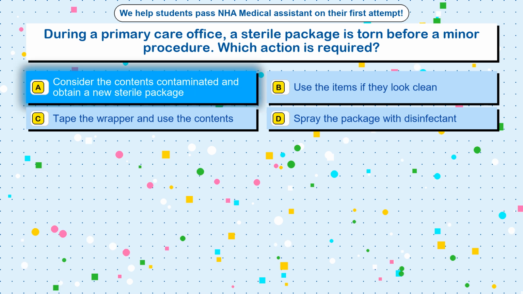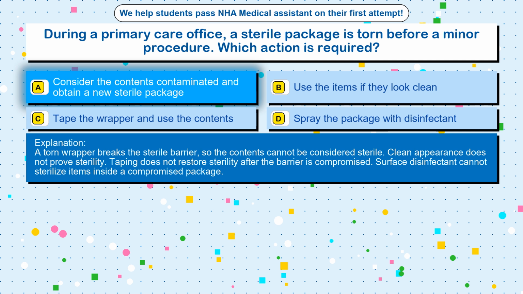The correct answer is option A. Consider the contents contaminated and obtain a new sterile package. A torn wrapper breaks the sterile barrier, so the contents cannot be considered sterile. Clean appearance does not prove sterility. Taping does not restore sterility after the barrier is compromised. Surface disinfectant cannot sterilize items inside a compromised package.